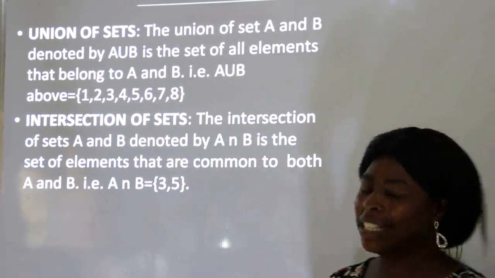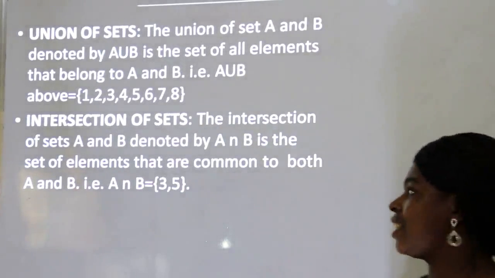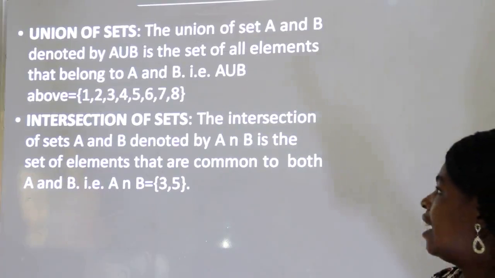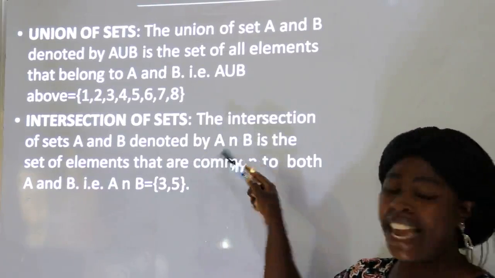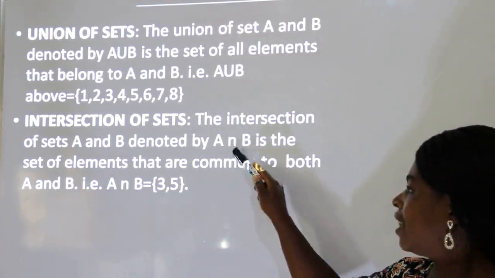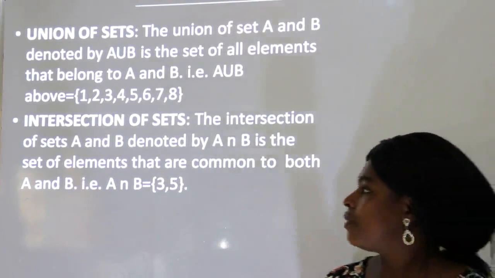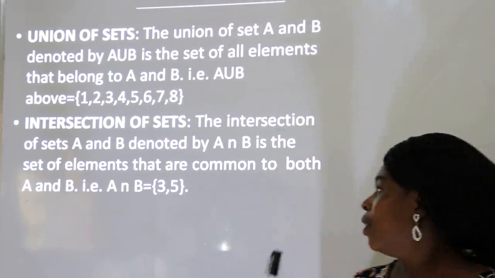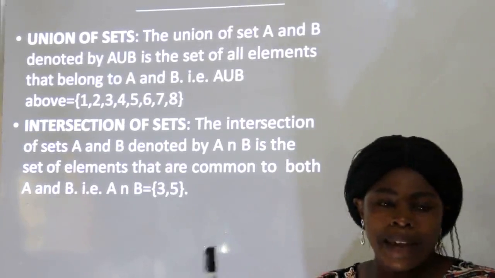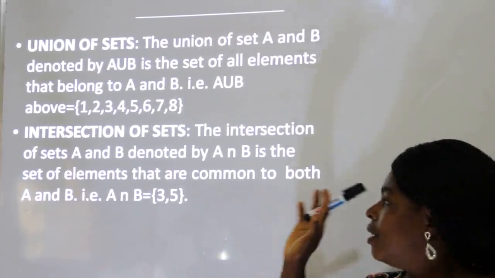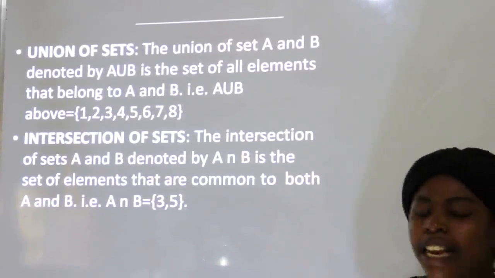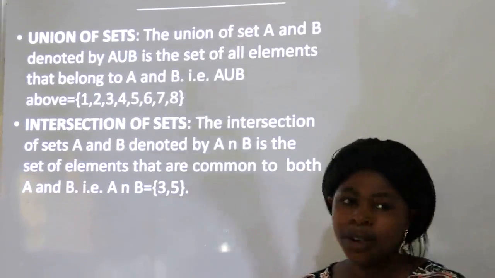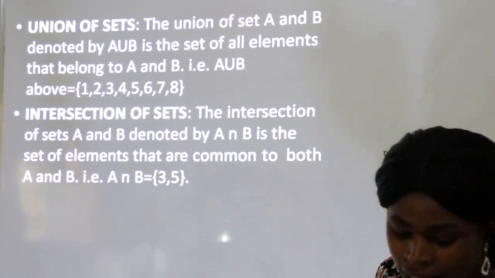Now let's look at intersection. The intersection of set A and B, denoted by ∩, A intersection B, is the set of elements that are common to both sets. So the elements that are common in set A and set B, we say that that is the intersection.